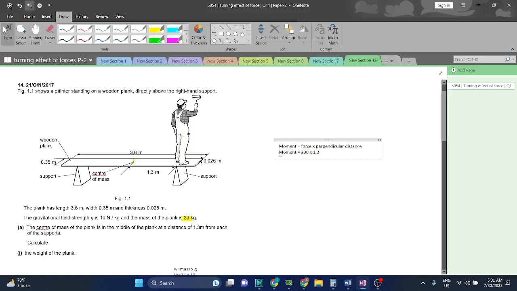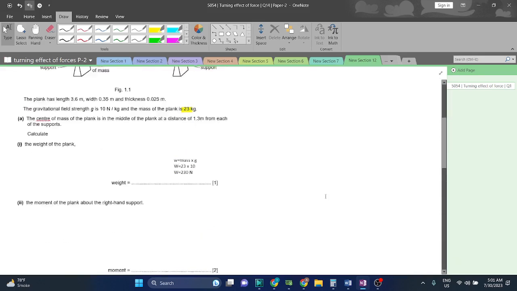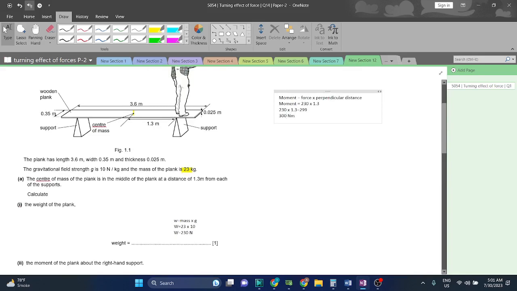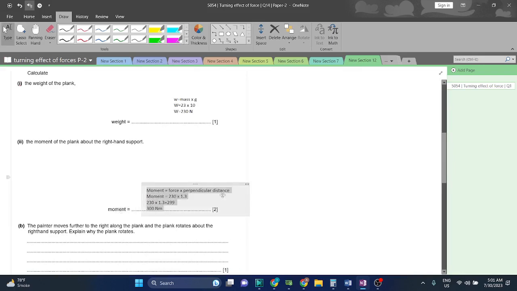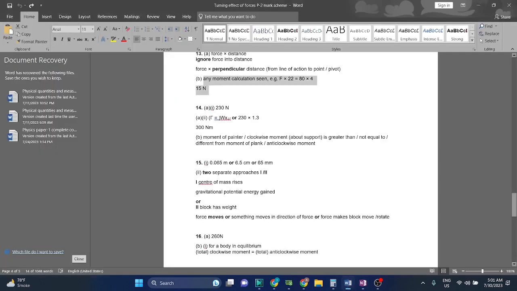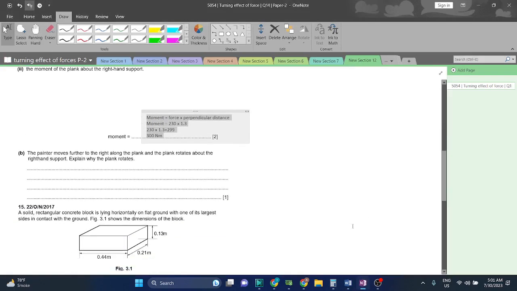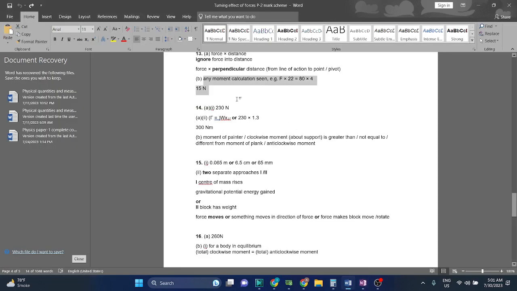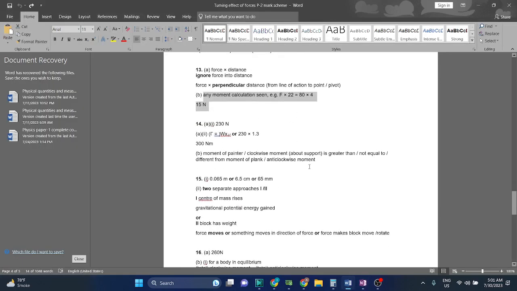We'll get the answer. 230 into 1.3 will be 299, which is 300 newton meters. That will be the answer. Let's check once. 300 newton meters. Yes. Let's do the next one also.